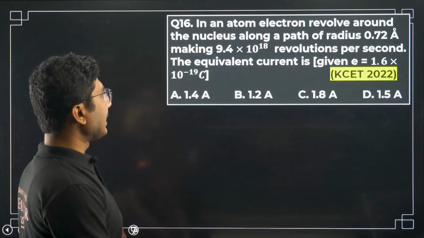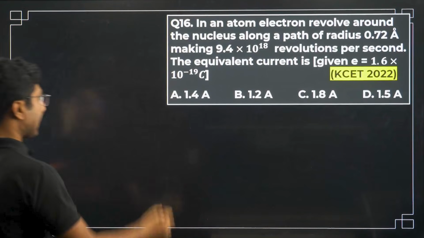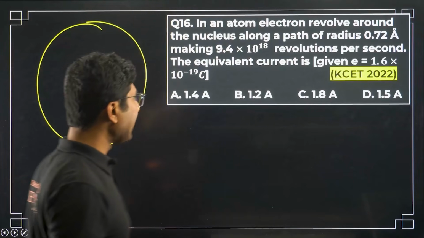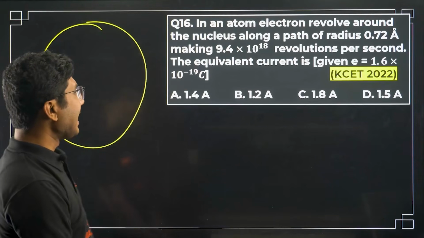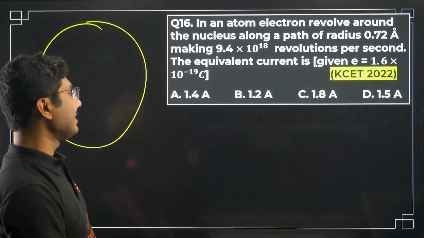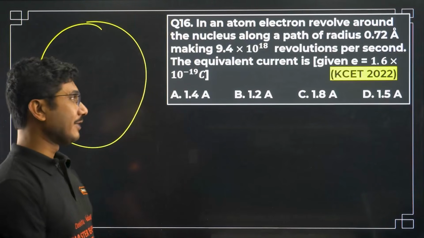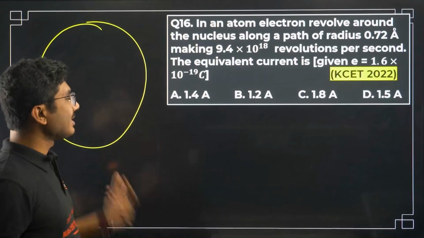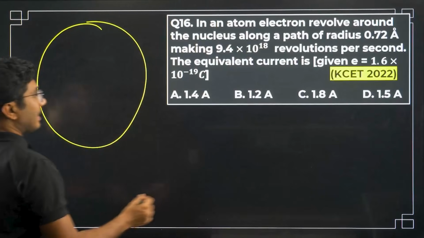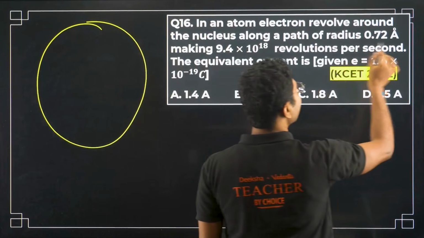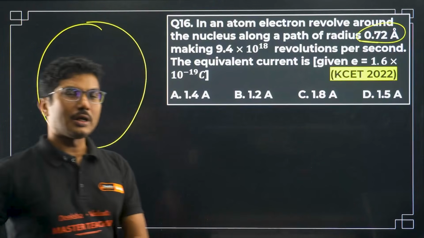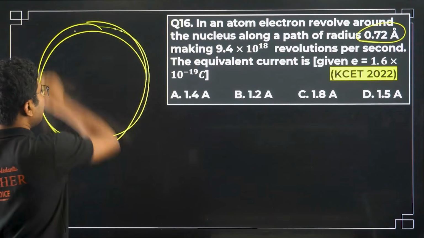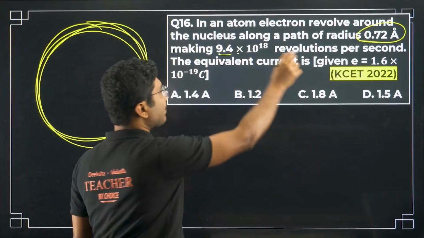In an atom, an electron revolves around the nucleus along a path of radius 0.72 angstrom, making 9.4 into 10 to the power of 18 revolutions per second. The equivalent current in this case is given by. Now, very interesting question. First of all, you have to understand that this information is not required. There will be some information which is not required. So one electron is revolving this many times per second.